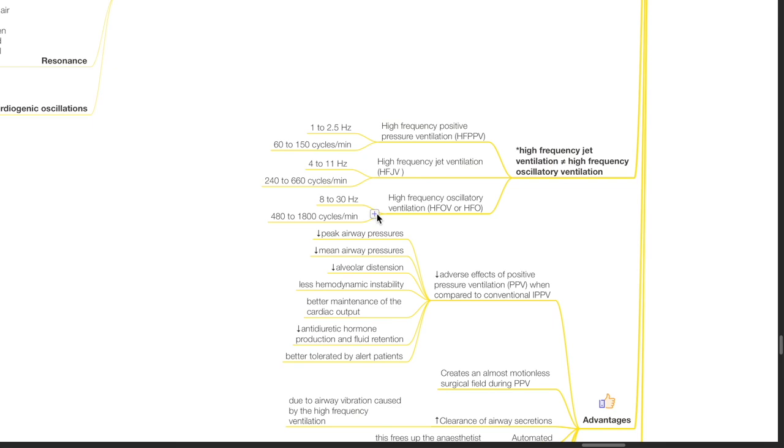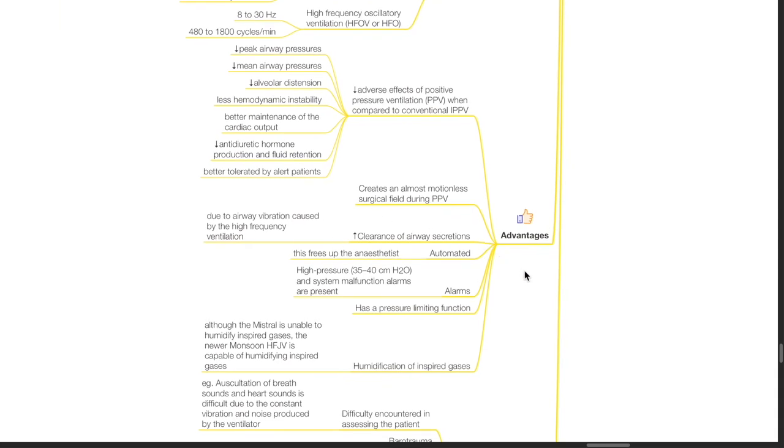Advantages of high-frequency jet ventilation: there are reduced adverse effects of positive pressure ventilation when compared to conventional IPPV, such as lower peak airway pressures, lower mean airway pressures, less alveolar distension, less hemodynamic instability, better maintenance of the cardiac output, reduced antidiuretic hormone production and reduced fluid retention, and it is better tolerated by alert patients. High-frequency jet ventilation creates an almost motionless surgical field. It may assist in clearing of airway secretions due to airway vibration caused by the high-frequency ventilation.